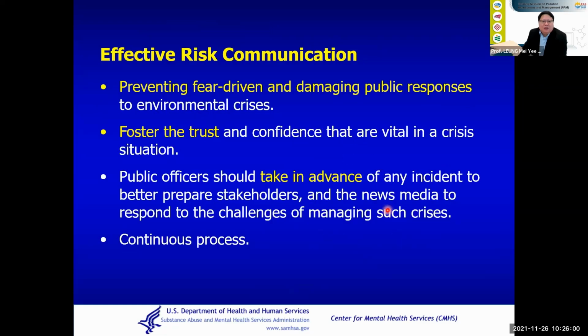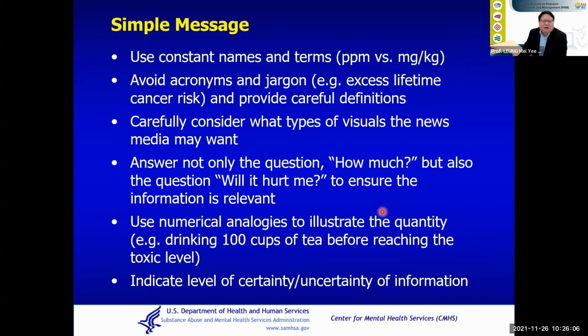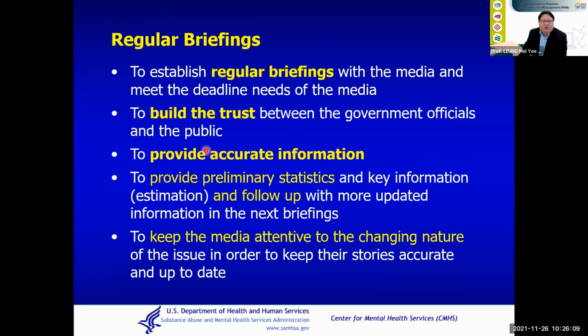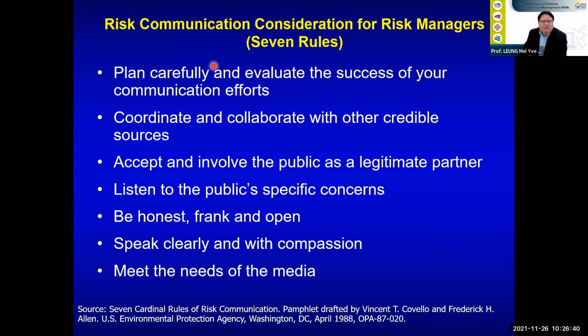Then in the process, I try to skip some slides because of the time. The idea is we should have a regular briefing with a centralized body, always the same people or same group of people disclose the latest result, because this risk assessment process should be a continuous process. Then we should provide accurate information. If we don't have the data, we just tell people that we will follow up, just tell the truth. Then there are 7 rules.